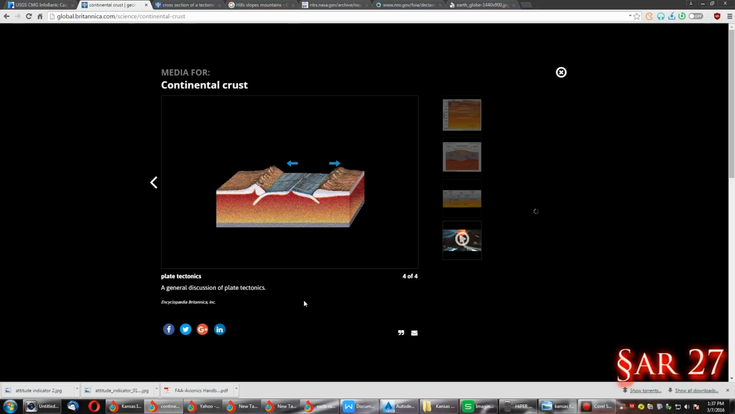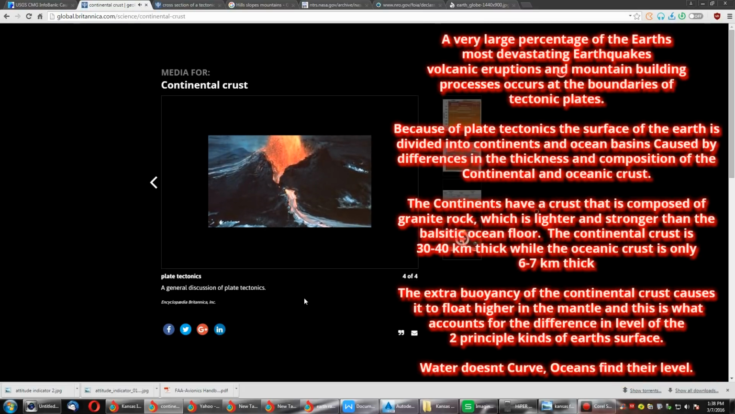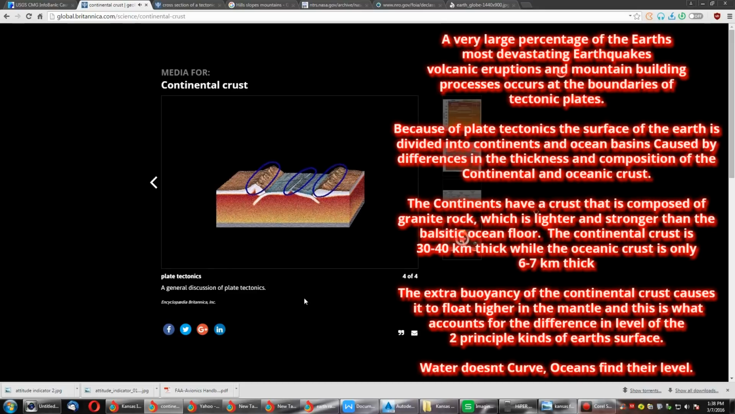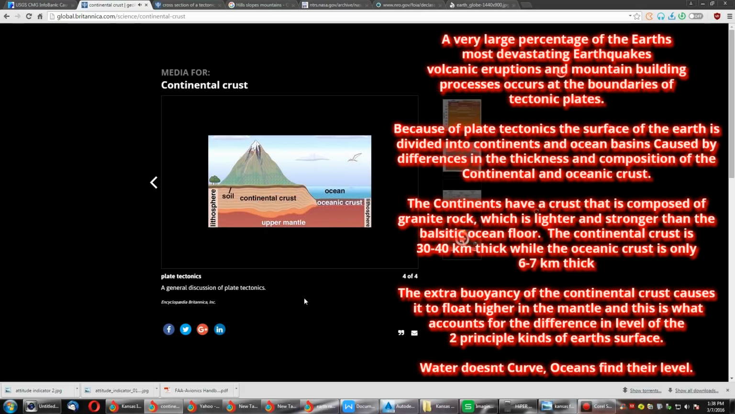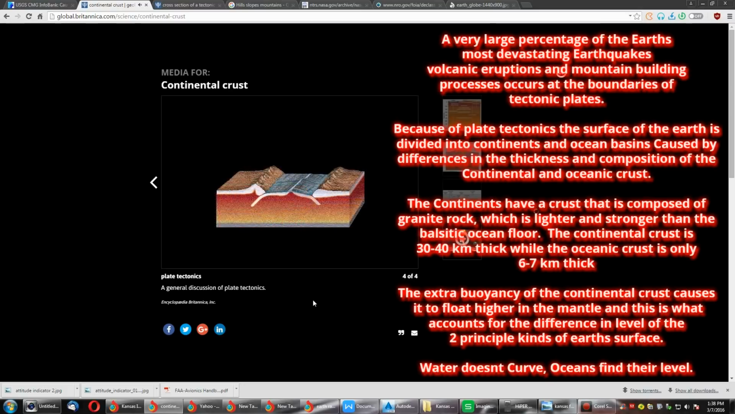A very large percentage of the Earth's most devastating earthquakes, volcanic eruptions, and mountain-building processes occurs at the boundaries of tectonic plates. Because of plate tectonics, the surface of the Earth is divided into continents and ocean basins, caused by differences in the thickness and composition of the continental and oceanic crust. The continents have a crust that is composed of granite rock, which is lighter and stronger than the basaltic ocean floor. The continental crust is 30 to 40 kilometers thick, while the oceanic crust is only 6 to 7 kilometers thick. The extra buoyancy of the continental crust causes it to float higher in the mantle, and this is what accounts for the difference in level of the two principal kinds of Earth's surface.